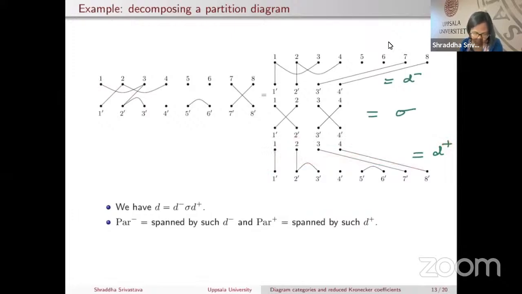This is some convention. Then consider this submodule inside the path algebra, which is spanned by such D minus diagrams and D plus. So par plus is all the diagrams of this form, and they should be in this order. And the number of vertices on the top is less than or equal to the number of vertices on the bottom.